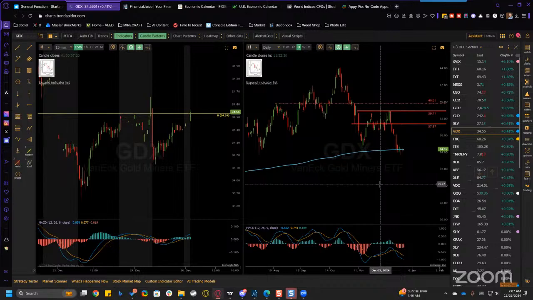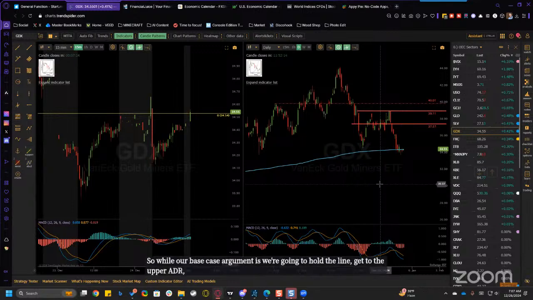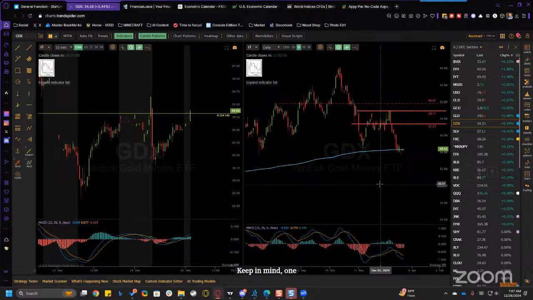So while our base case argument is we're going to hold the line, get to the upper ADR, not really get some wild breakout day, but just maintaining our bullish bias and not break down. Keep in mind, one tiny little trigger can spark this market and we can rip or dump a considerable distance.